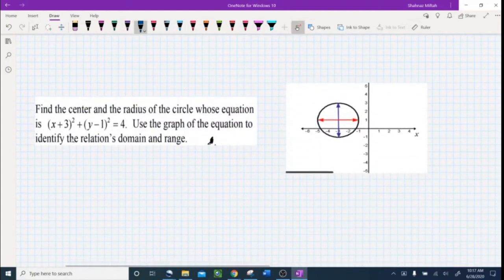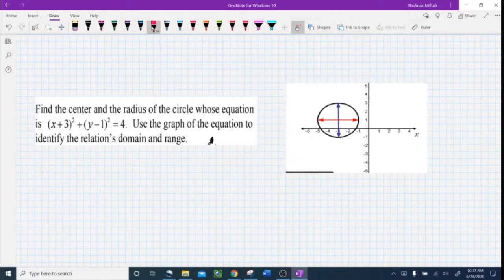Another example. This one says, find the center and radius of the circle whose equation is (x + 3)² + (y − 1)² = 4. Use the graph of the equation to identify the relation's domain and range. I can easily figure out the center and radius from the equation, and this is the graph they are already giving me in the question. So what is the domain and range of this? That's what we are looking for.